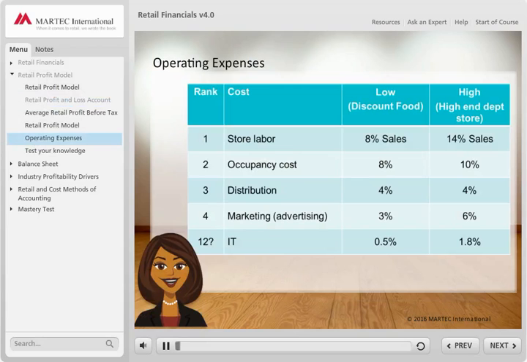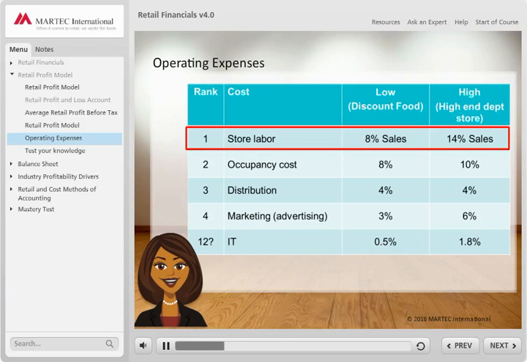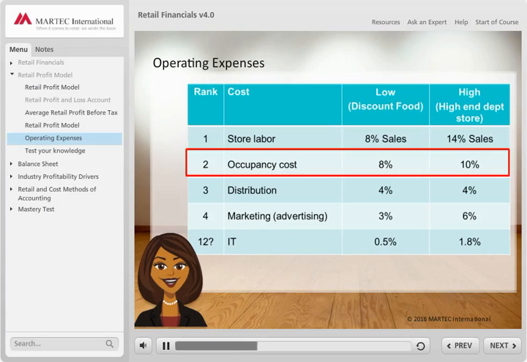The top 4 retail expense categories are shown in this chart. IT expenses are included as a comparison. The term expenses means all the costs of running the business, excluding the cost of the merchandise. Expenses include payroll of store, warehouse and headquarters personnel. This is the highest cost for most retailers and can vary from 8 to 14% of sales, depending on how much personal selling is involved.